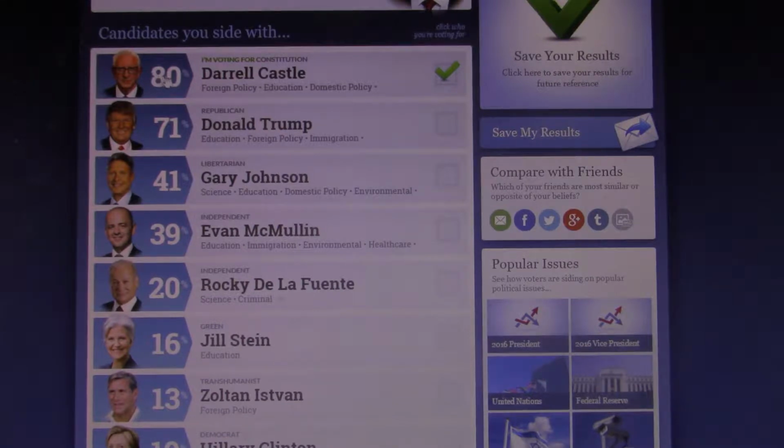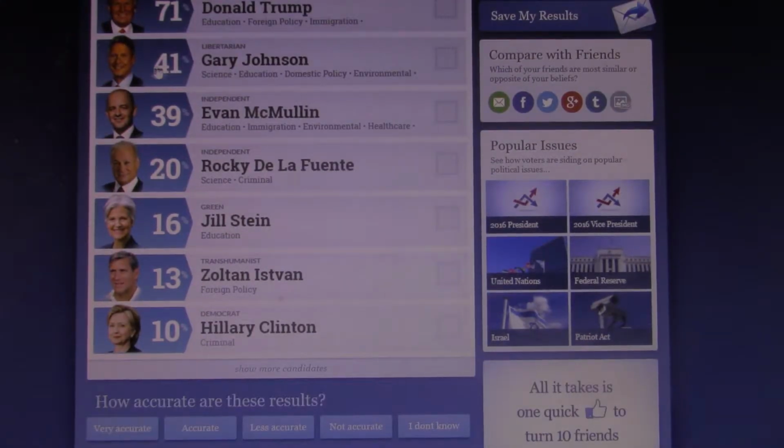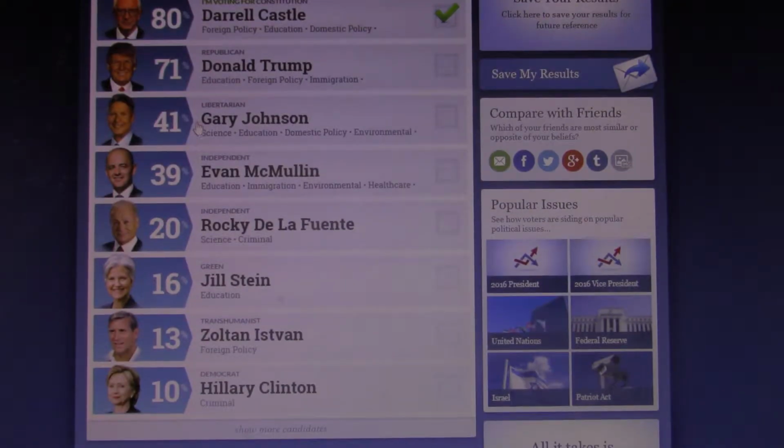So 80% for Darrell Castle, 71% Donald Trump, 41% for Gary Johnson, 39% for Evan McMullin, 20% for Rocky De La Fuente, 16% for Jill Stein, 13% transhumanist, and only 10% for Hillary Clinton. So up here, Darrell Castle I agree with on foreign policy, domestic policy, and education mostly. Donald Trump, education, foreign policy, and immigration.